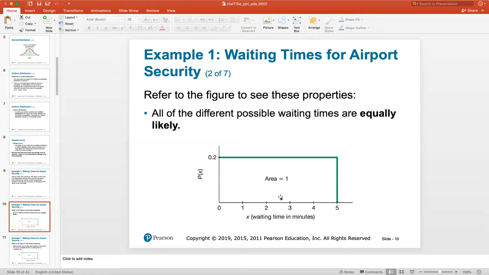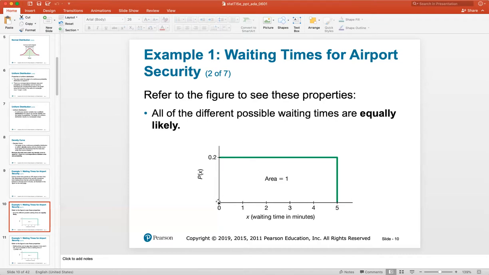So for each waiting time, 0 minutes, 1 minute, 2 minutes, through 5 minutes, all of the different possible waiting times are equally likely, which means their probability must be equal, at 0.2 in this example. Why is it 0.2? Because the sum of all the area must be equal to 1, right? Keep in mind this time is a continuous random variable, so maybe it's just 1.1 minutes, 1.125 minutes, something like that.